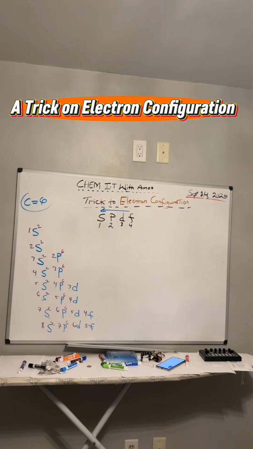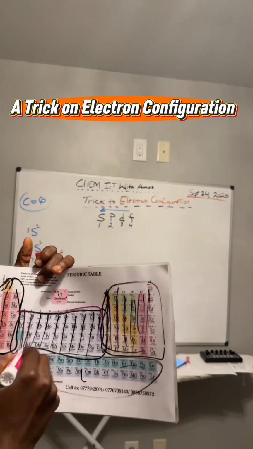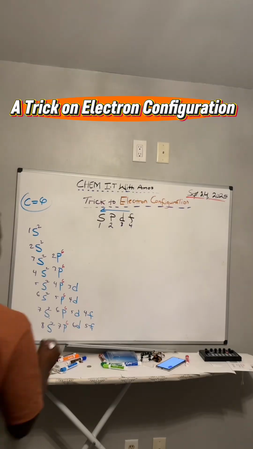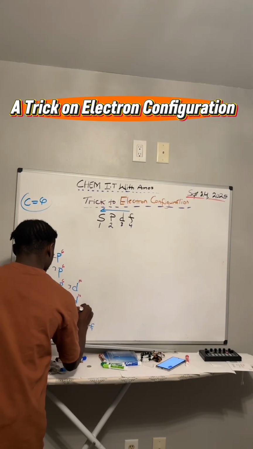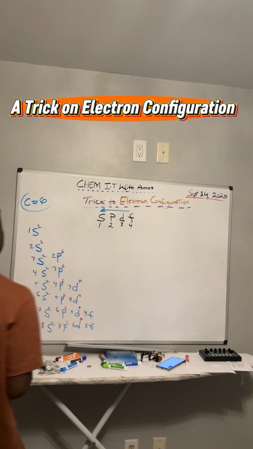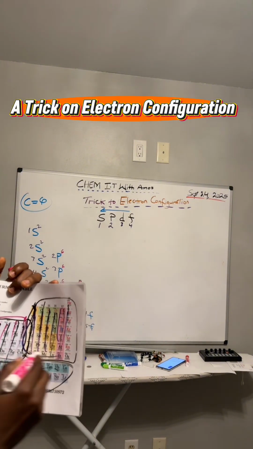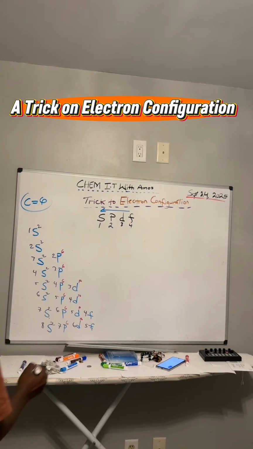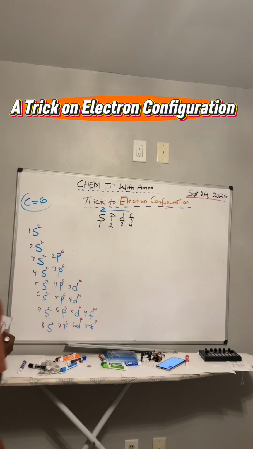What about D? D has 10 groups. Here's the D block. So it'll be 1, 2, 3, 4, 5, 6, 7, 8, 9, 10. So all the D carry 10. So they have 10 electrons maximum in their shell. What about F? It is 14 groups. If you check this, there will be 14. So all the F carries 14.